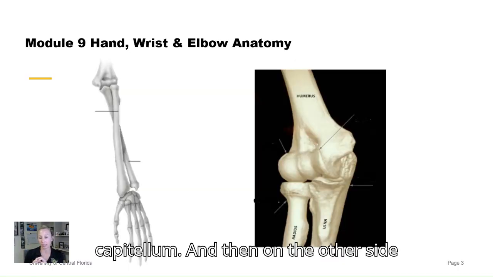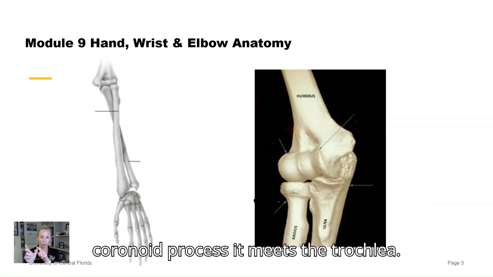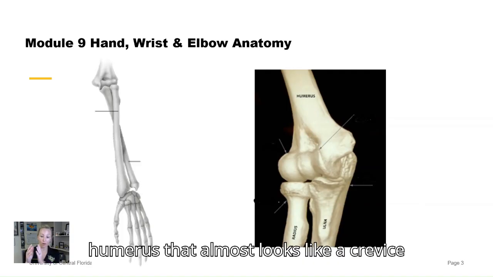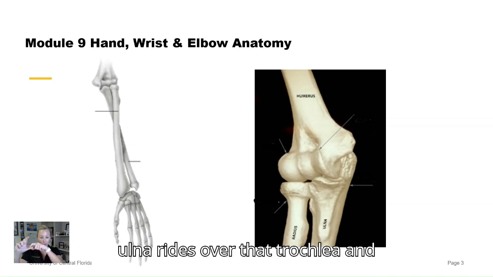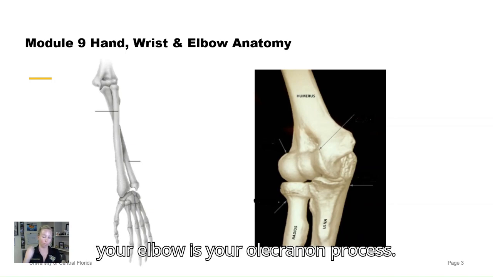That is the capitellum. And then on the other side where it says ulna, that is where you have your coronoid process. It meets the trochlea. So the trochlea is the end of the humerus that almost looks like a crevice there. And the coronoid process from the ulna rides over that trochlea. And then the part that sticks out the end of your elbow is your olecranon process.